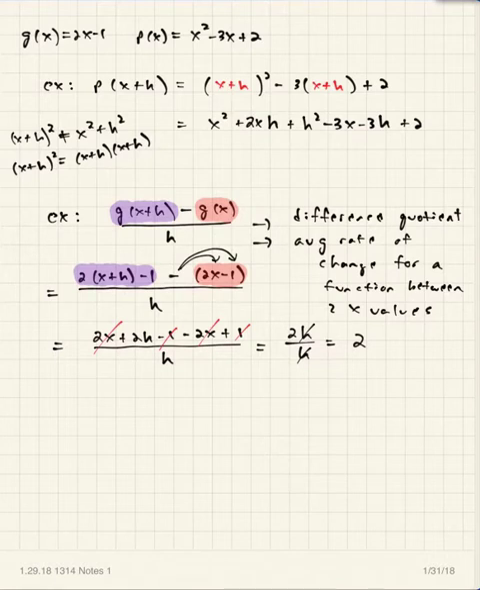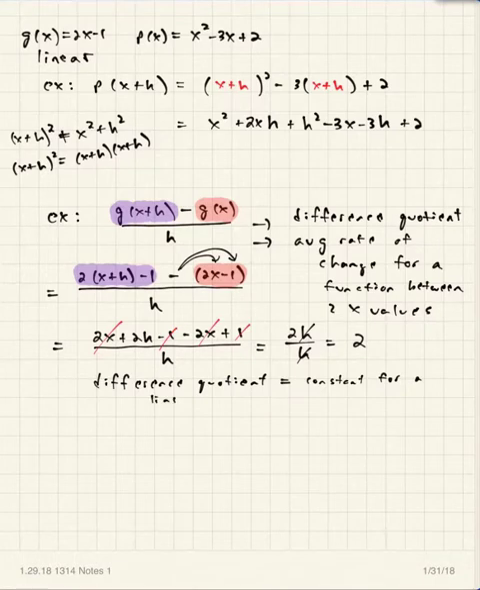Now, g of x equals 2x minus 1 was an example of a linear function. And with linear functions, when you evaluate a difference quotient, you always get a constant as an answer. So the difference quotient is always equal to a constant for a linear function. All right, that will always be true. For other functions, it is not true.